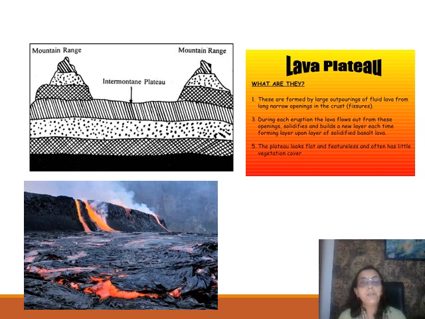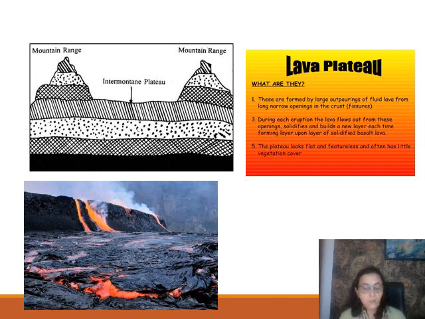So there are two kinds of plateaus. The first one is called the intermontane plateau. These plateaus are the highest and most extensive types of plateaus, and intermontane plateaus are those which are surrounded by mountains on all sides. For example, the plateau of Tibet, which is also referred to as the roof of the world because it is a flat tableland. It is the highest plateau of the world. It is surrounded by mountains on all sides, so it is an example of an intermontane plateau. There are other examples like the Bolivian plateau and the Colombian plateau.